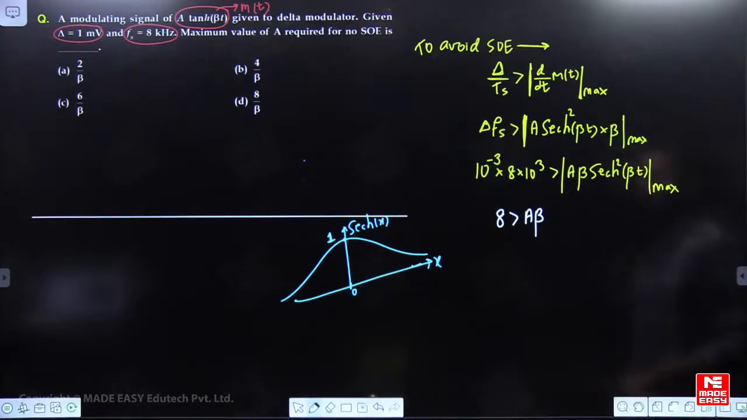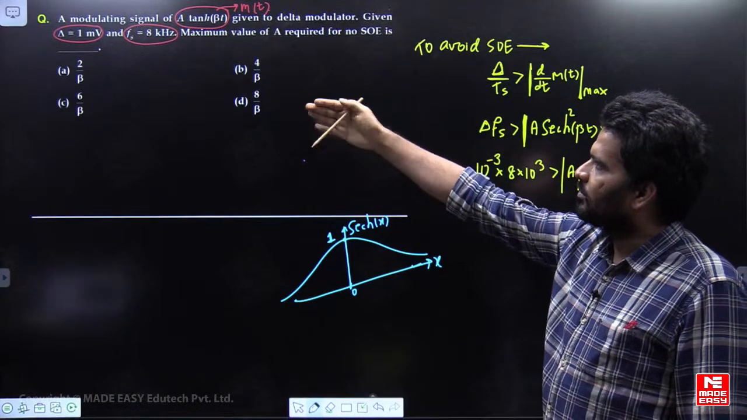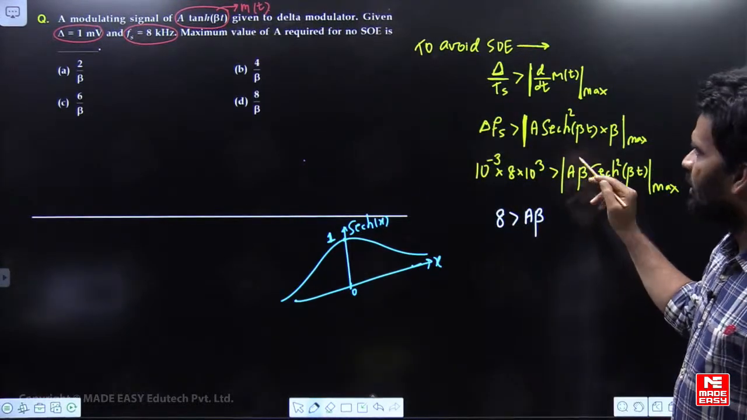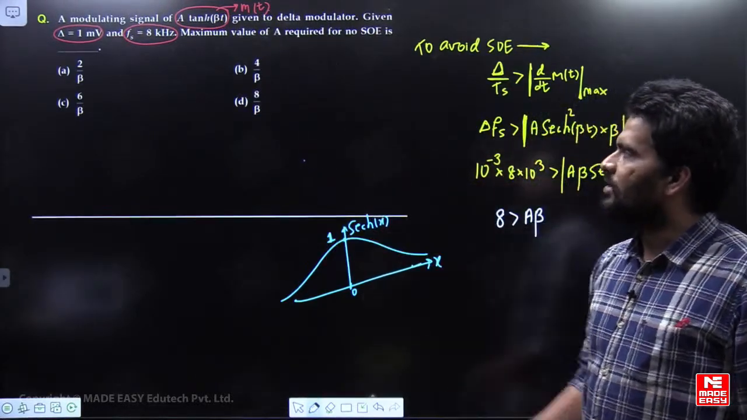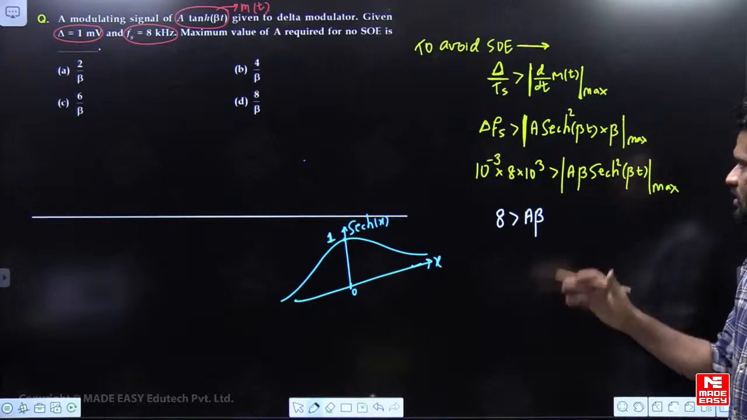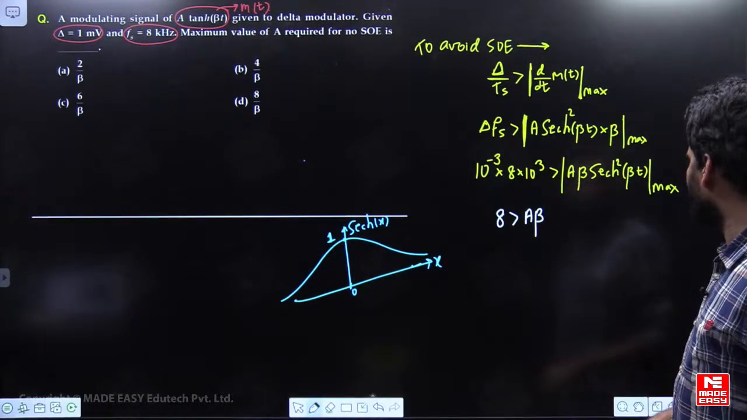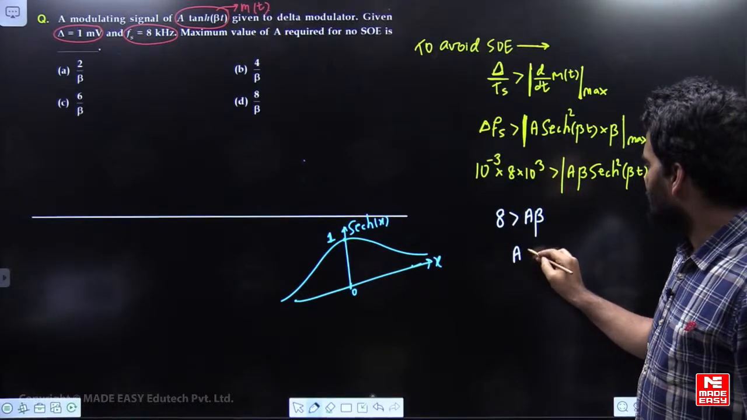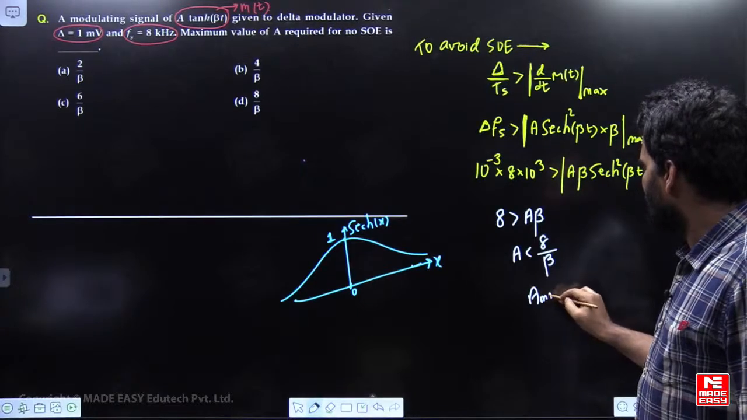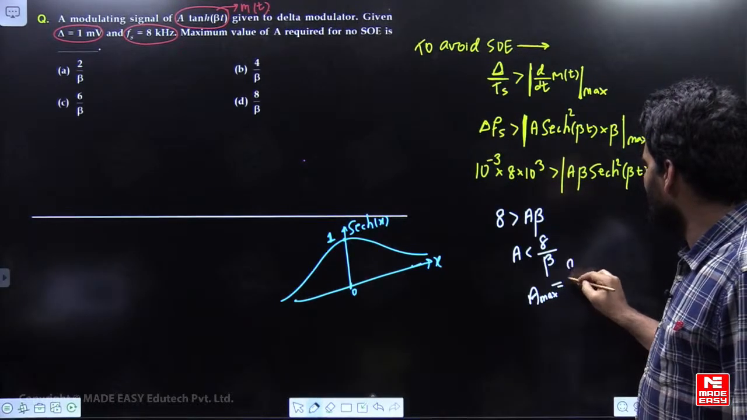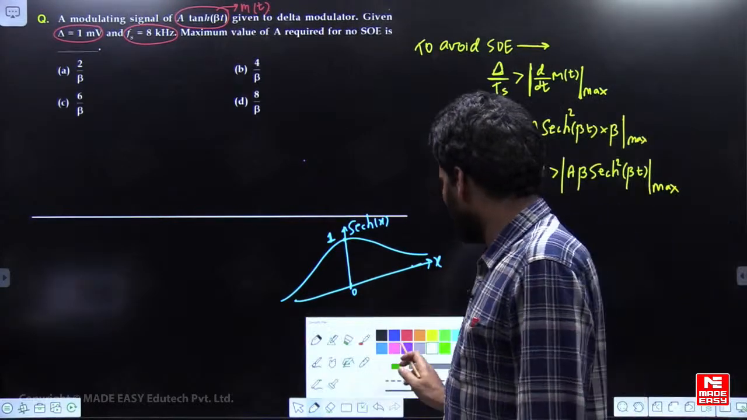So all the options are okay. A by default we take positive only, and all the options you can see are given positive values only. Beta also, by default, you can understand as some positive value, so modulus of Aβ will be Aβ only. Then A should be less than 8 upon beta, so A max will be equal to 8 by beta. So option D is going to be correct.